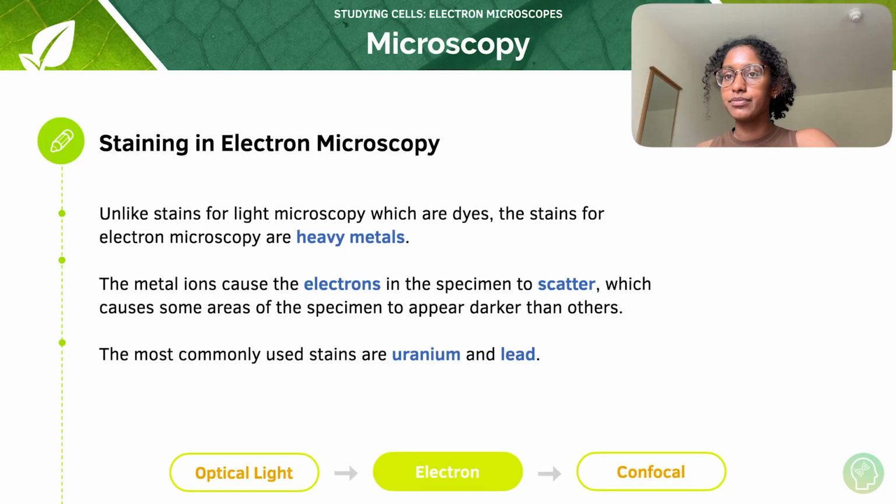Now let's think about staining in electron microscopy. So unlike stains for light microscopy, which are dyes, the stains for electron microscopy are heavy metals. Now, the metal ions cause the electrons in the specimen to scatter, which causes some areas of the specimen to appear darker than others. So the most commonly used stains are uranium and lead.